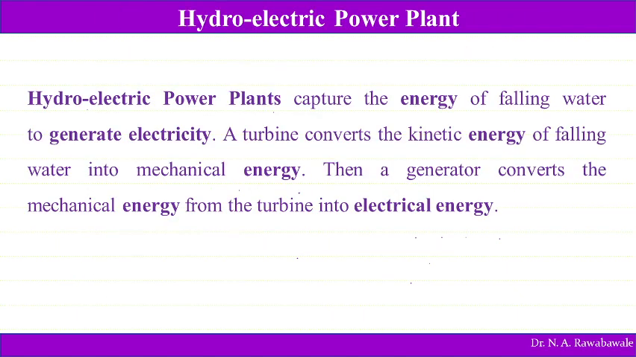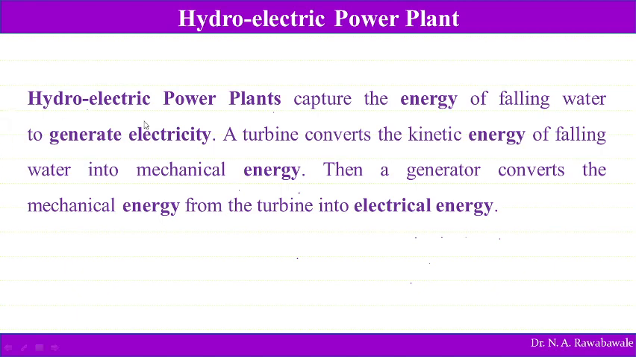Then the hydroelectric power plant. What is this hydroelectric power plant? In a hydroelectric power plant, water is stored in the reservoir, which has high potential energy because the water is stored at very high altitude. The water is then passed through the penstock or pipe to the turbine, converting the potential energy of water into kinetic energy, and this kinetic energy is converted into mechanical work in a water turbine. This mechanical energy is converted into electrical energy in a generator coupled to the turbine.